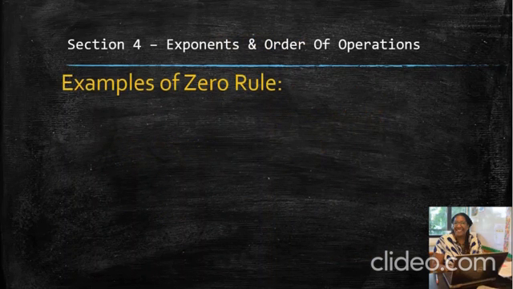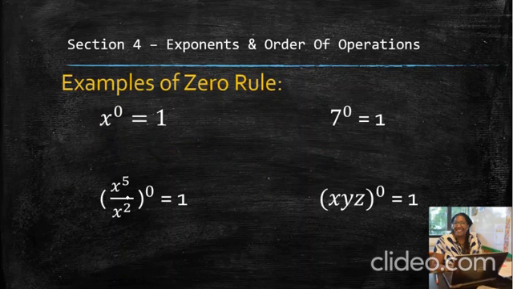Okay, some examples of the zero rule are x to the 0, that equals 1. 7 to the 0 also equals 1. (x to the 5th over x squared) raised to the 0 power equals 1. And (x times y times z) to the 0 power, this equals 1.